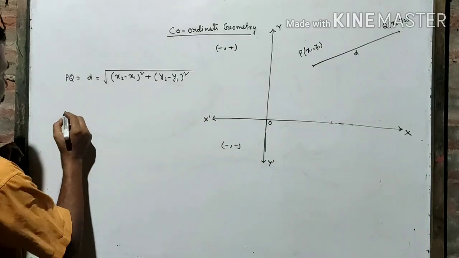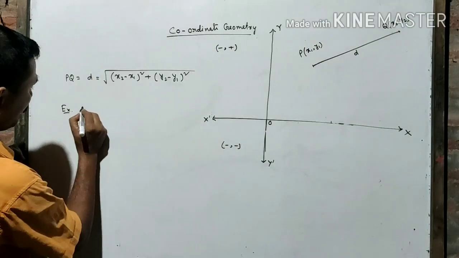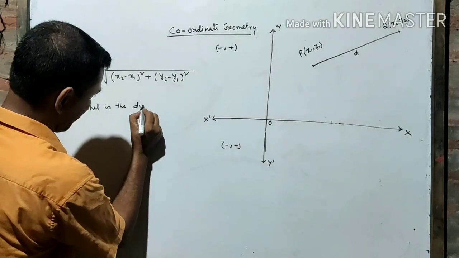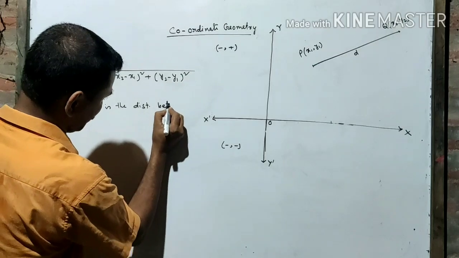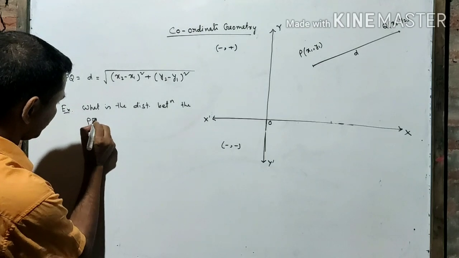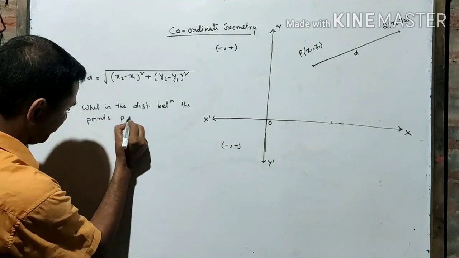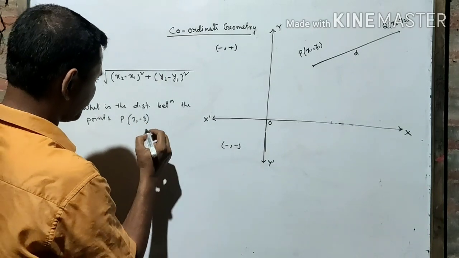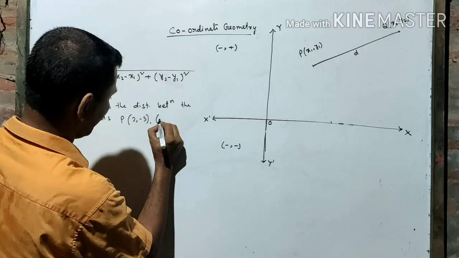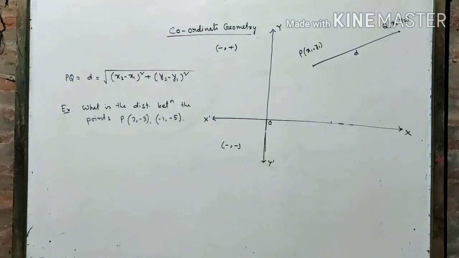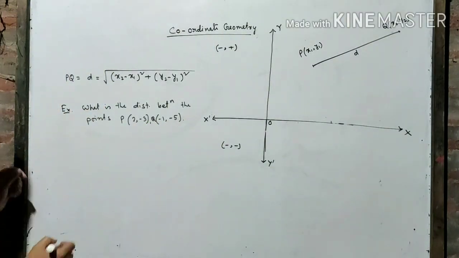Let us take an example. What is the distance between the points P (2, minus 3) and Q (minus 1, minus 5)? So we have to find the distance between these two points.